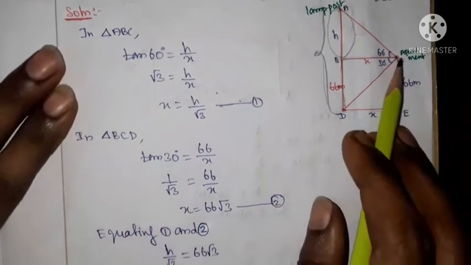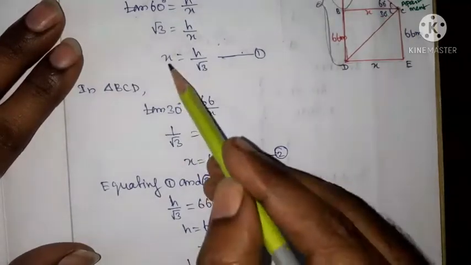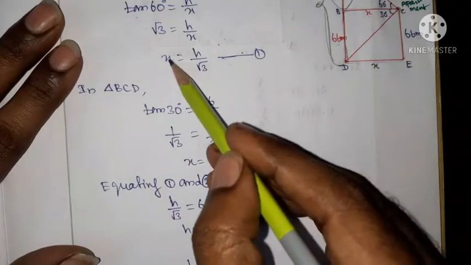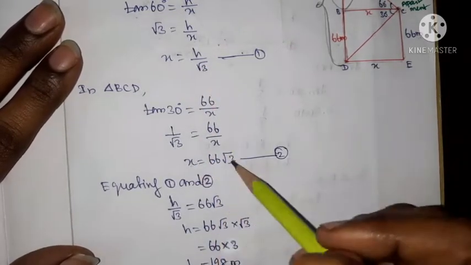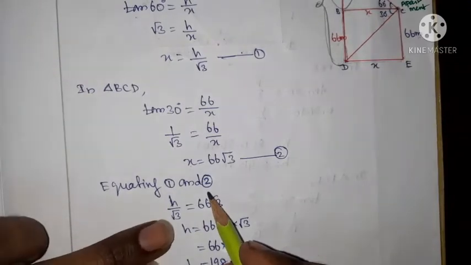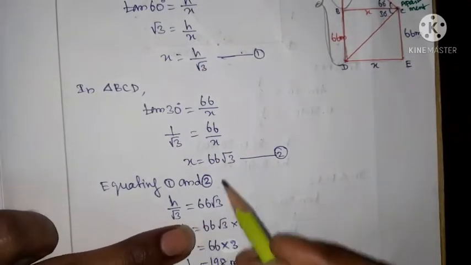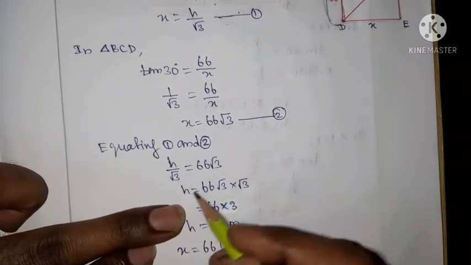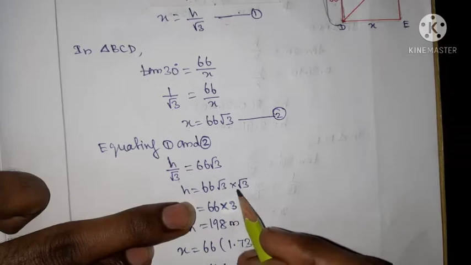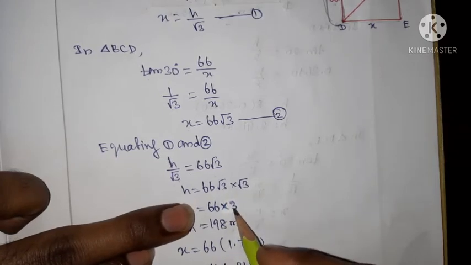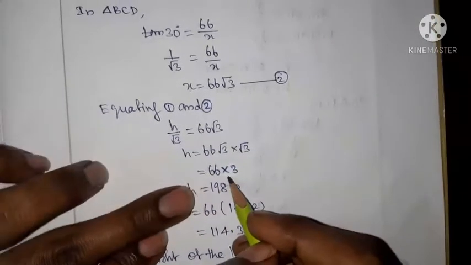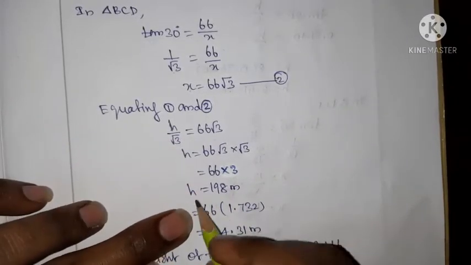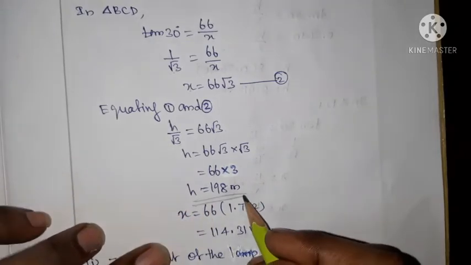Both equations have x, so the left-hand side equals the right-hand side. Equating 1 and 2: h by root 3 equals 66 root 3. Taking root 3 to the right side, h equals 66 root 3 into root 3. Root 3 into root 3 is 3, so 66 into 3 gives 198 meters. The value of h is 198 meters.